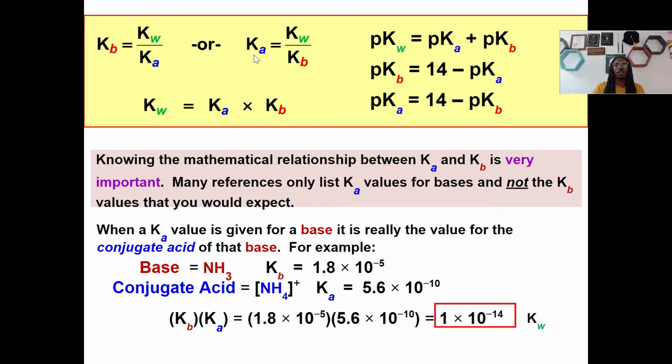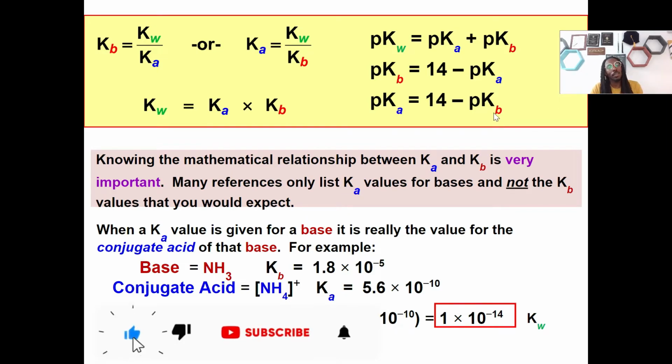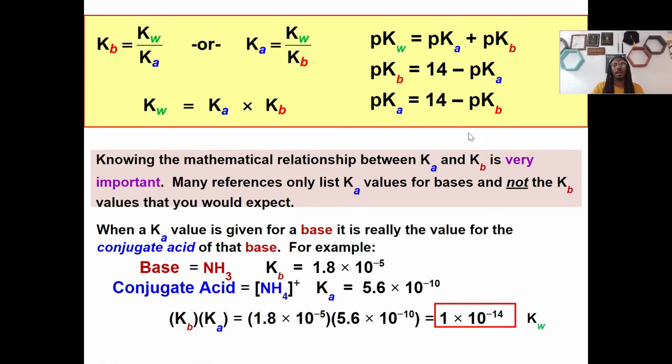And this is just our K values. And then if we look at our pK values, pKw equals pKa plus pKb. And then pKb will equal 14 minus pKa, and pKa equals 14 minus pKb. So if you know this math relationship, this can help you going forward. If you are missing a couple different things and they're asking you some questions, you can say, okay, I don't know this value, but I know how I can get to that value by using this relationship here.